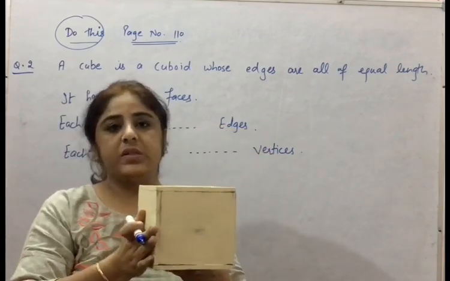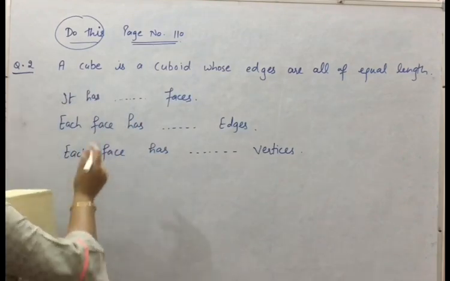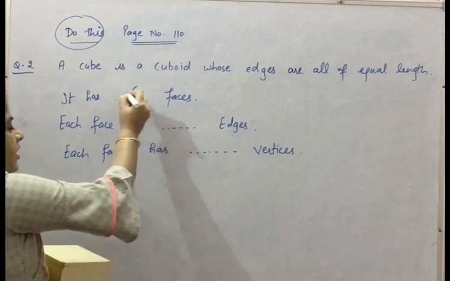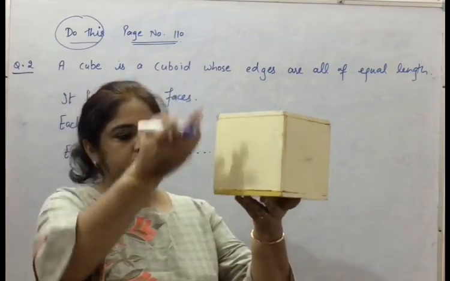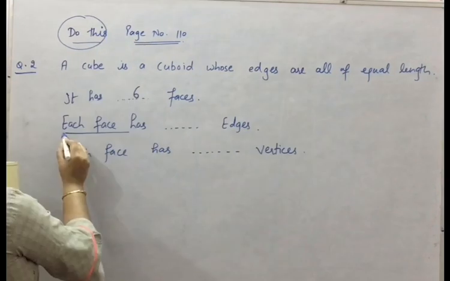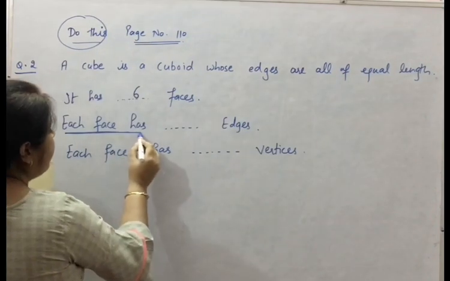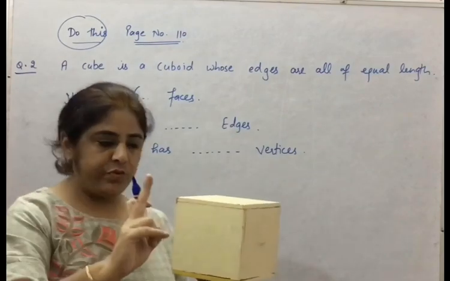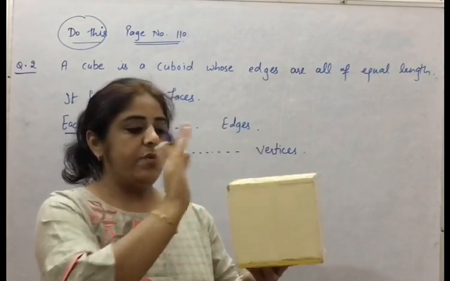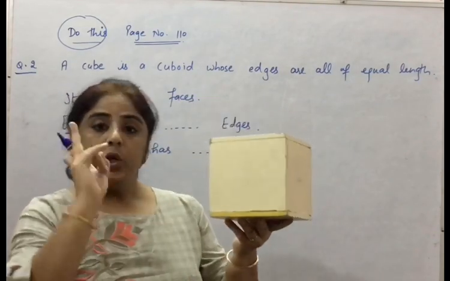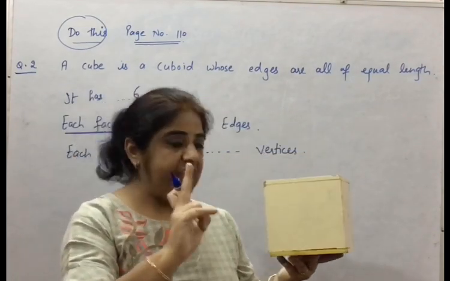We have already discussed this. But now the question is, it has dash faces. How many faces does it have? 6. See, 1, 2, 3, 4, 5 and 6. They are asking, each face has dash edges. Total edges we have 12. 1, 2, 3, 4, 5, 6, 7, 8 and 4 here, 12. Total 12 edges we have.